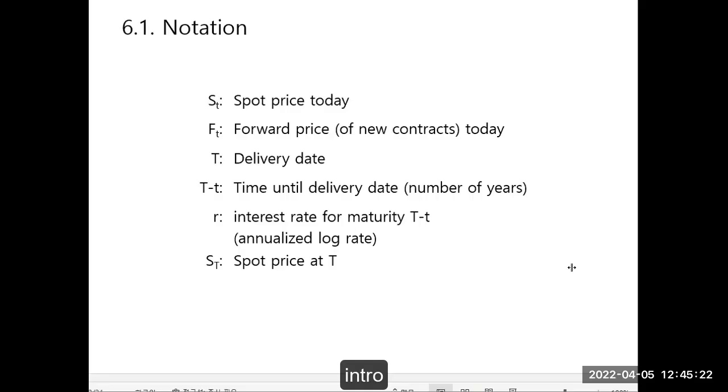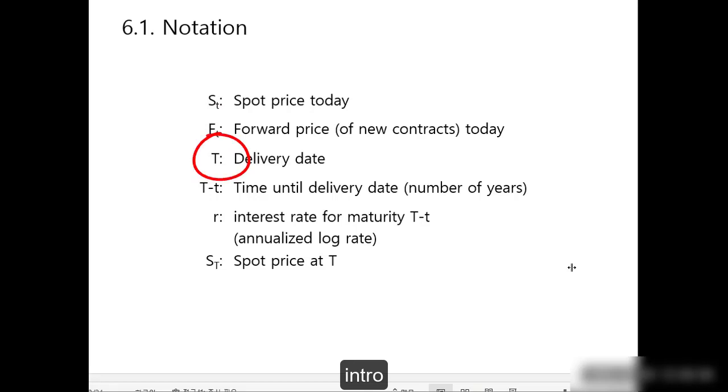Okay, just to review, this is the same notation that we used earlier. So we used S_t to indicate the spot price of the underlying asset today. Small t is today, capital T is the day of the expiration. F_t is the forward price today, or forward price of a new contract that is created today. Sometimes we use it to refer to futures price, but for now, let's say again, forward. Capital T is delivery date.